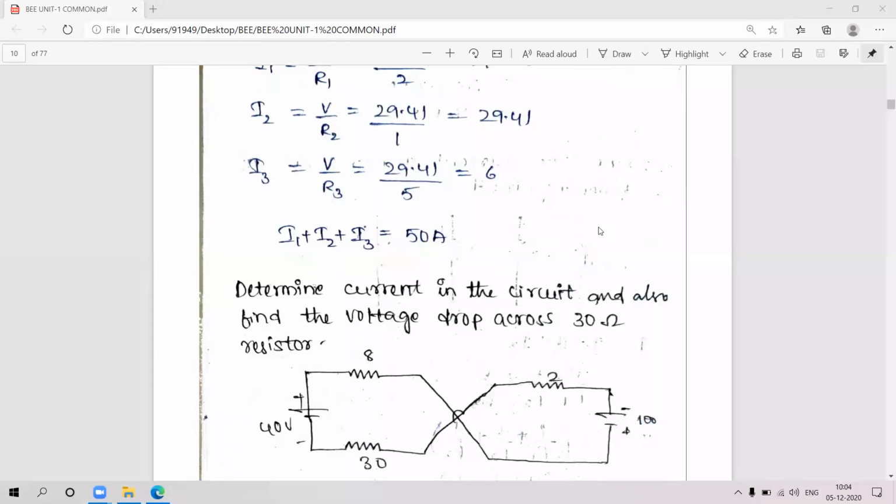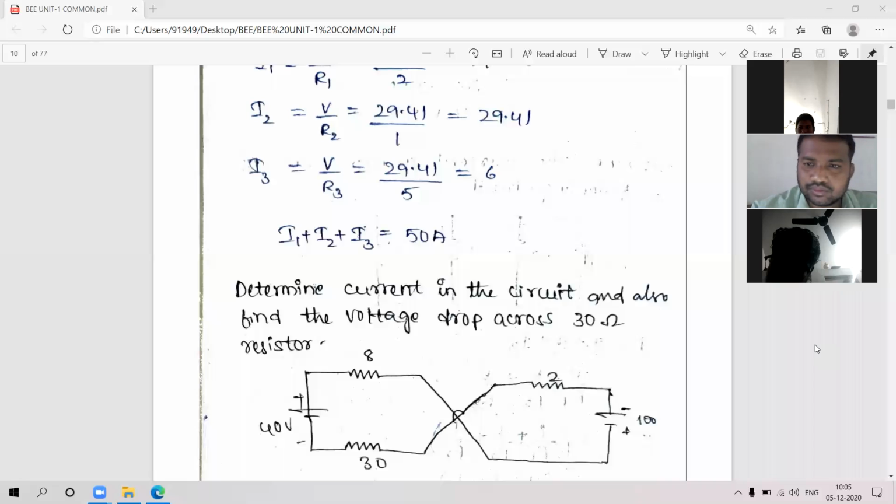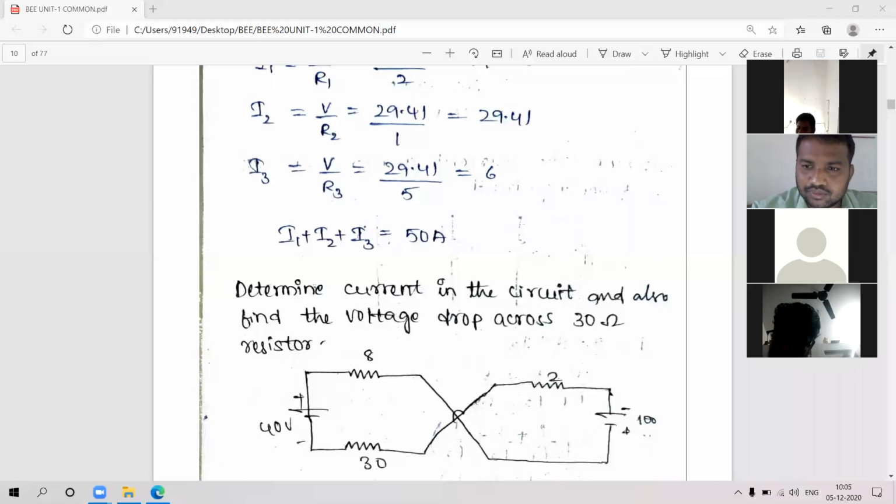Can anyone tell me the answer? Please work out and tell me the answer. Everybody finished by taking this question? The battery one, that is the 100 or 10? 100. 100, okay.